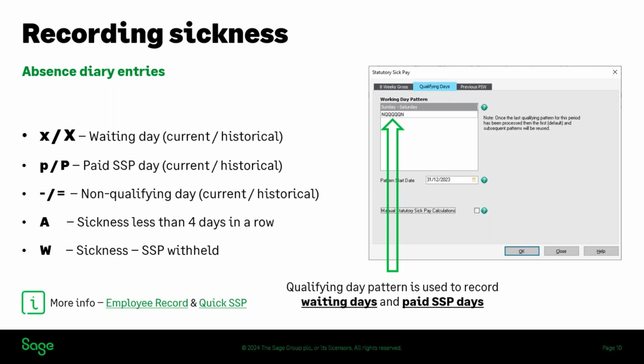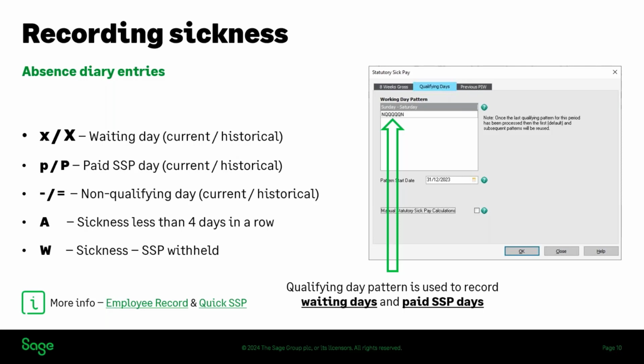Now, what determines what is a qualifying day? Well, you'll need to set up a qualifying day pattern, and this will consist of N's indicating a non-qualifying day and Q's indicating a qualifying day. And those waiting days and paid SSP days would only be recorded on an employee's qualifying day according to their pattern.